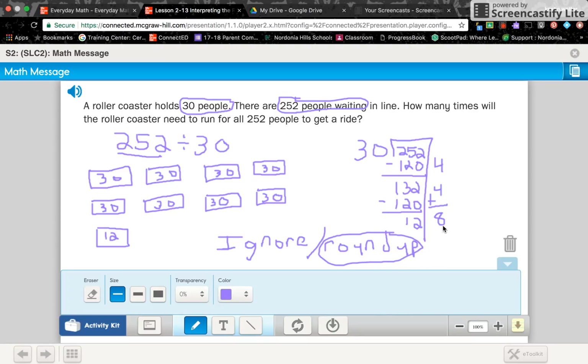So that's how we interpret the remainder. Because we're not just going to leave 12 people standing there as we're having a great time at the amusement park.